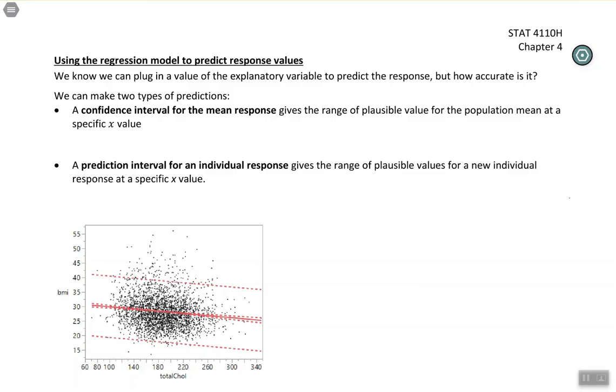Okay, so we know that we can always plug in a value of the explanatory variable, calculate it with the formula and predict the response. But how accurate is that? So there's actually two different ways to think about this.